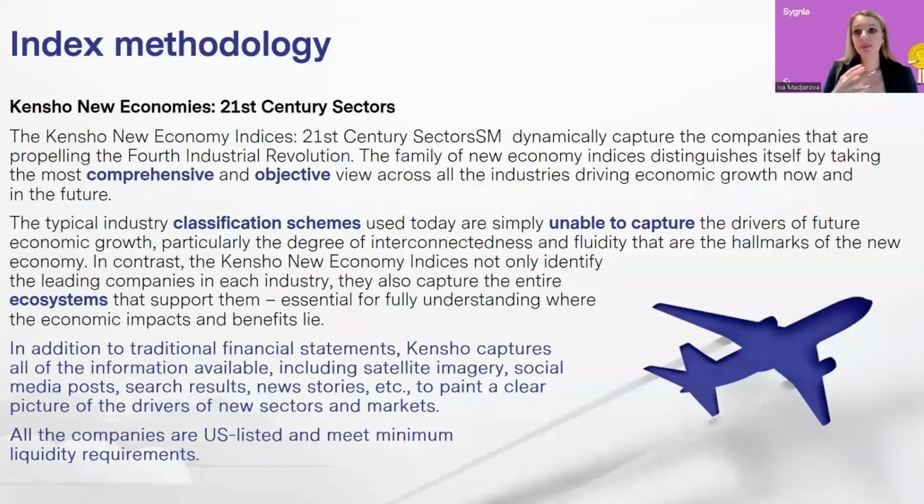If you look at these indices, you wouldn't have the highest exposure to the most valuable companies, for example, as you would in a market cap weighted index. So you do find some smaller names, but rest assured, every single one of these companies is listed, and it does meet liquidity requirements. And what Kensho really tried to do with all of this artificial intelligence and traditional as well as non-traditional data is they try to establish what companies and the full ecosystem around those companies are really at the forefront of the 4th Industrial Revolution.